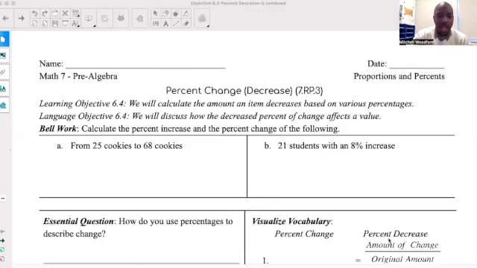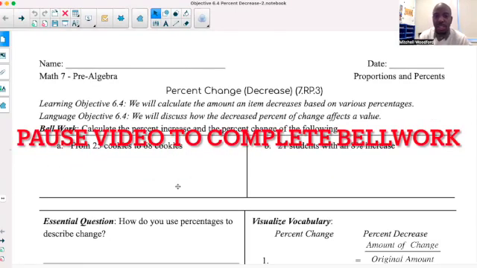Right away, as usual with every worksheet, you should take this moment to pause the video if you need to and work on the bell work. It says calculate the percent increase and the percent change of the following. A is asking what is the percent to go from 25 cookies to 68 cookies, and B is asking if there was an 8% increase of students, and we started at 21 students, how many students are there now? All right, take a moment, pause the video to answer the bell work.